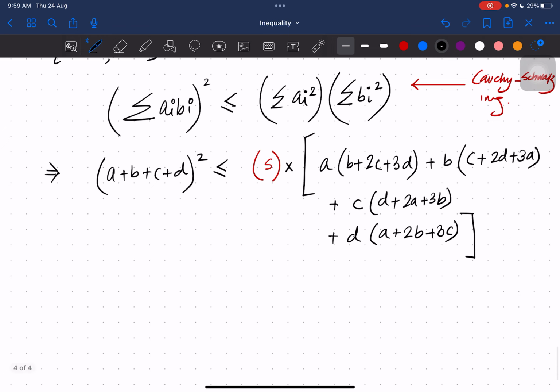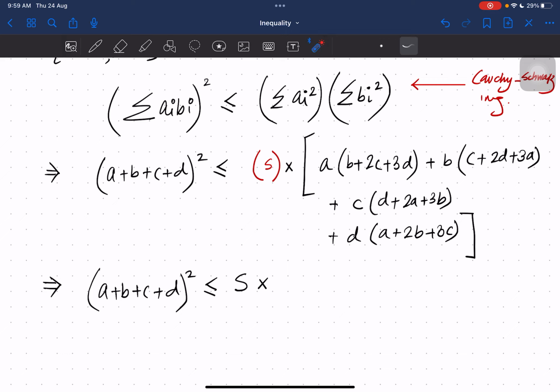Now let us see if we can simplify and get some results. So I have (a plus b plus c plus d) whole square, that is less than or equal to s times. Now inside you can see that ab occurs here, and nowhere else, right? So that will be 4ab. Similarly you can take anything. So cd, and one more cd will occur here, d and 3c, so it will be 4.